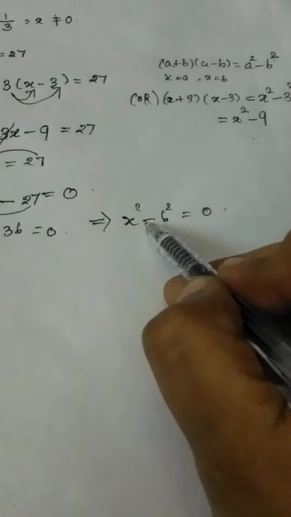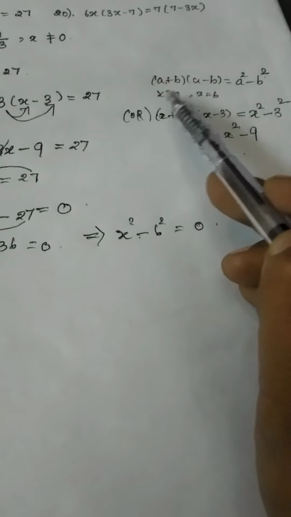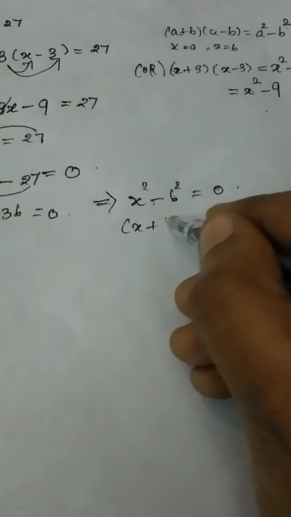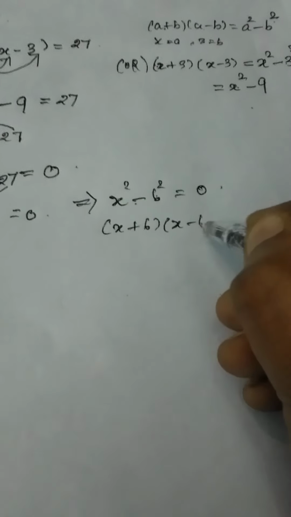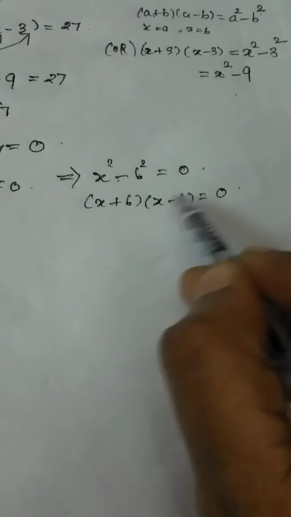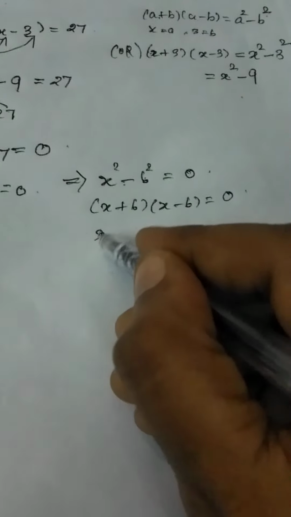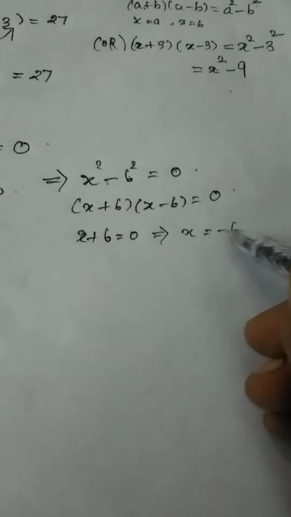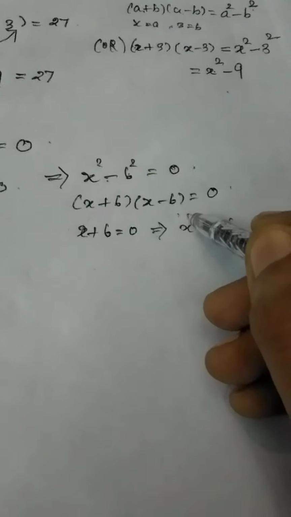So a square minus b square, what is the identity? a square minus b square is a plus b into a minus b. So this can be written as x plus 6 into x minus 6 is equal to 0. After we have reached this step, we equate the linear factors to 0 separately. So first x plus 6 equal to 0, transpose your 6 to the other side, it becomes x is equal to minus 6.